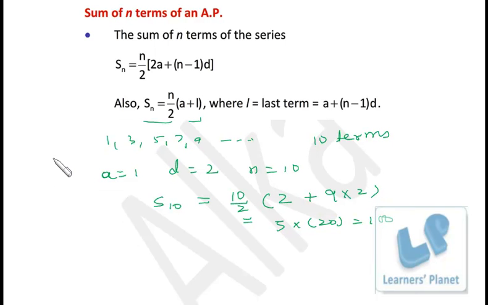Alternatively, we can use this formula also if we know the last term of the arithmetic progression. Then we can use this formula, that is n by 2 (a plus l).